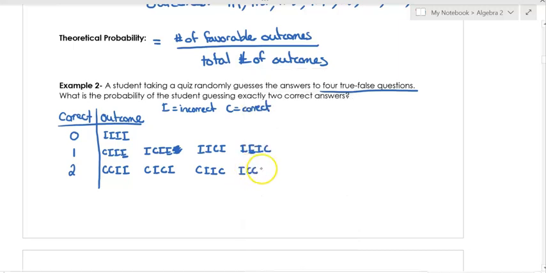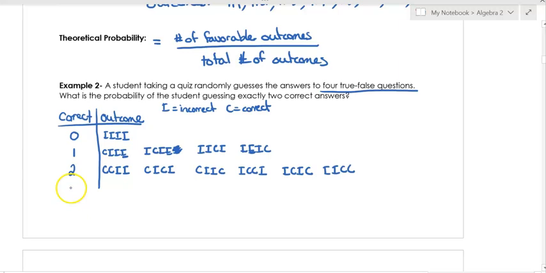number 2 and 3 correct. And they could get number 2 and 4 correct. And then last but not least, they could get 3 and 4 correct. So I think that's all the ways: 1, 2, 3, 4, 5, 6.